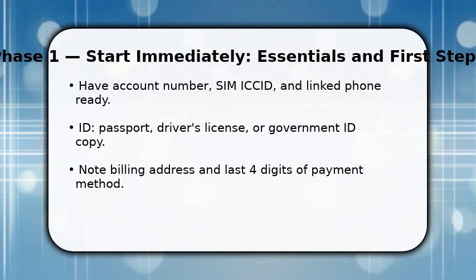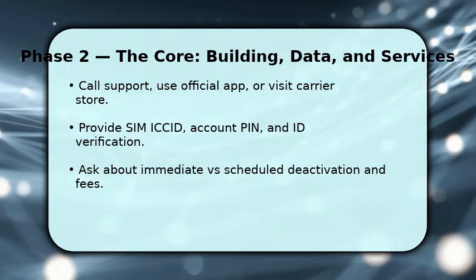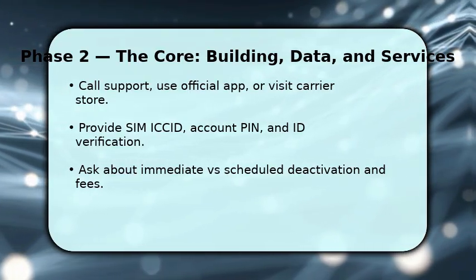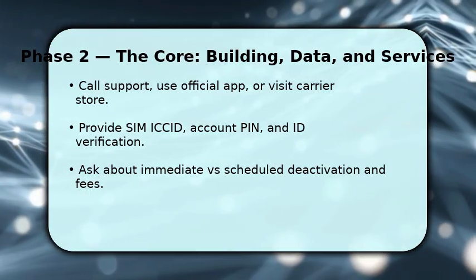You now request deactivation through the chosen channel. State clearly you want the SIM number deactivated. Provide the ICCID, account PIN, and ID details when asked, because carriers log these to confirm consent.